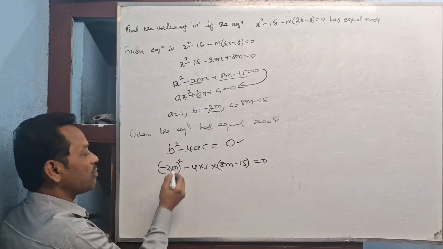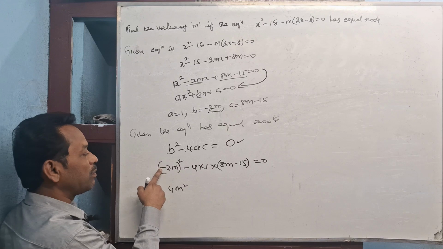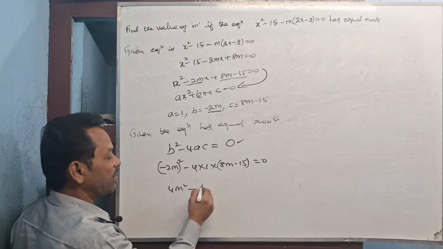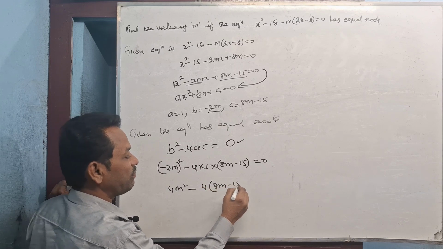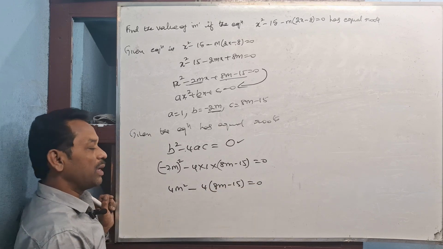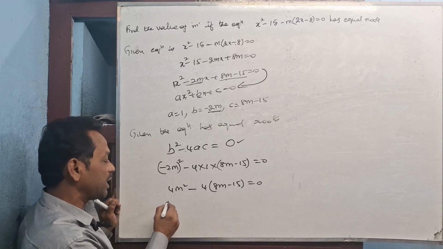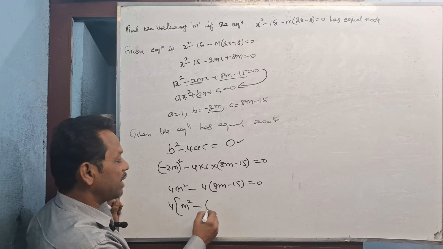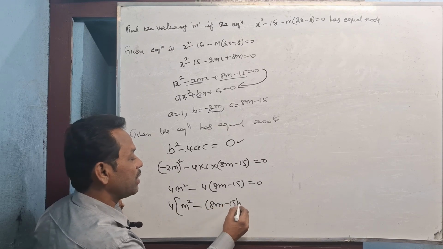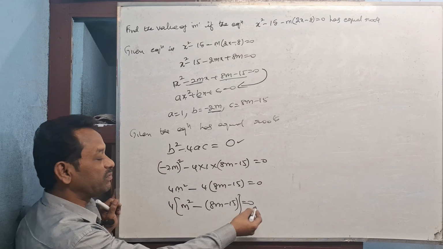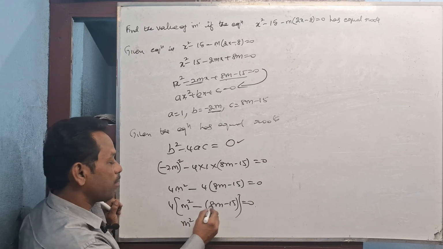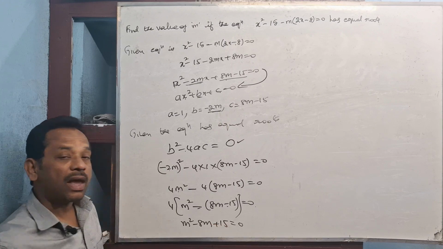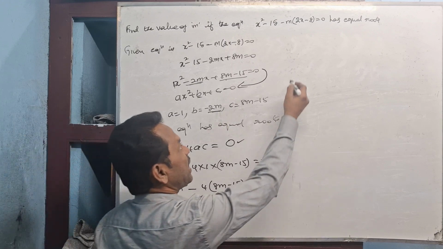So let me simplify. So we'll get here 4m square. The negative becomes positive when the power is square, the even. So minus 4 into 1, 4 into 8m minus 15 equal to 0. Here I can take 4 common from both the terms. So if I take 4 common, we have m square minus 8m minus 15 equal to 0. So 4 is shifted that side. So you'll get m square minus 8m plus 15 equal to 0. I need the value of m. Let us go for factorization.